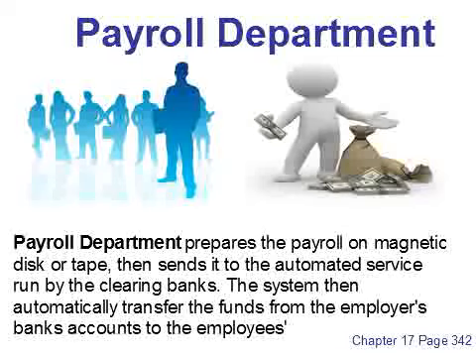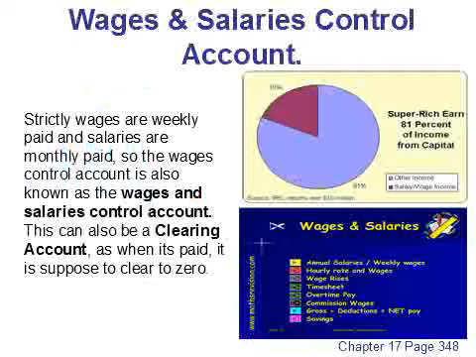The system then automatically transfers the funds from the employer's bank accounts to the employees. Wages and Salaries Control Account. Strictly wages are weekly paid and salaries are monthly paid, so the Wages Control Account is also known as the Wages and Salaries Control Account. This can also be a clearing account, as when it's paid, it is supposed to clear to zero.